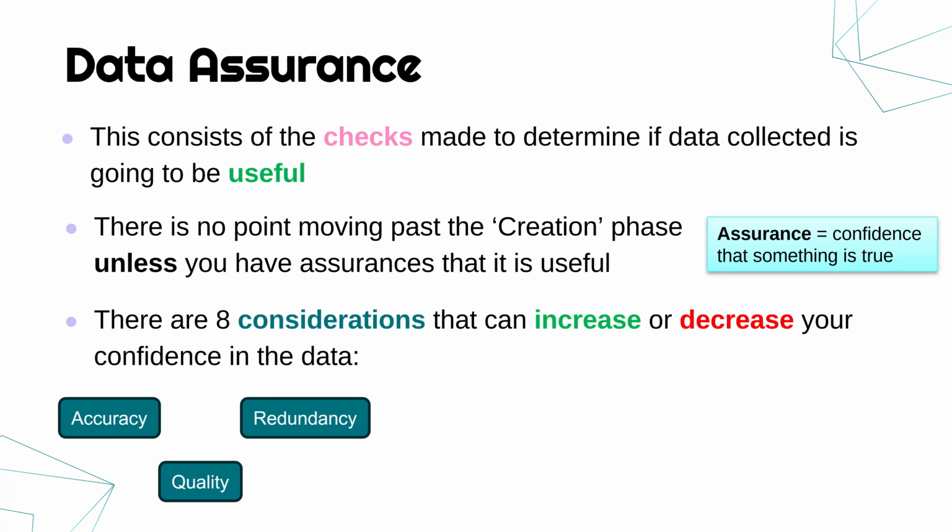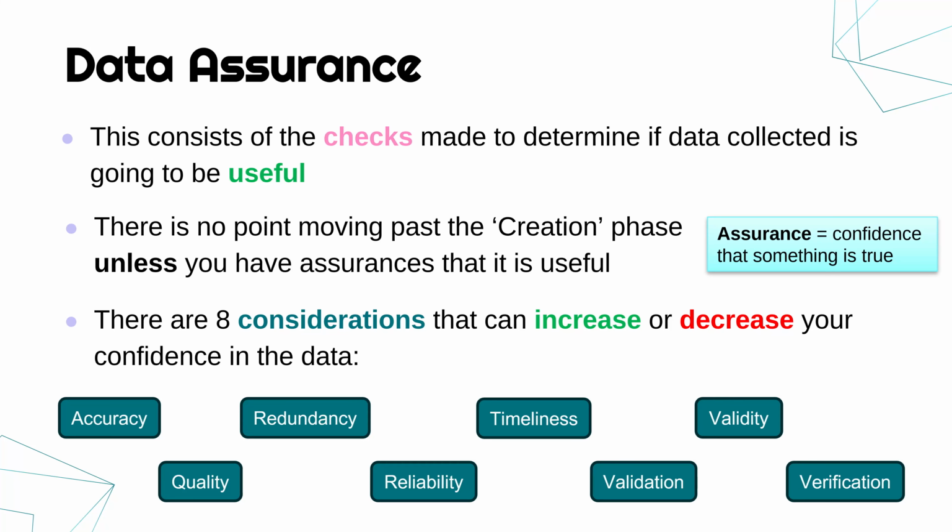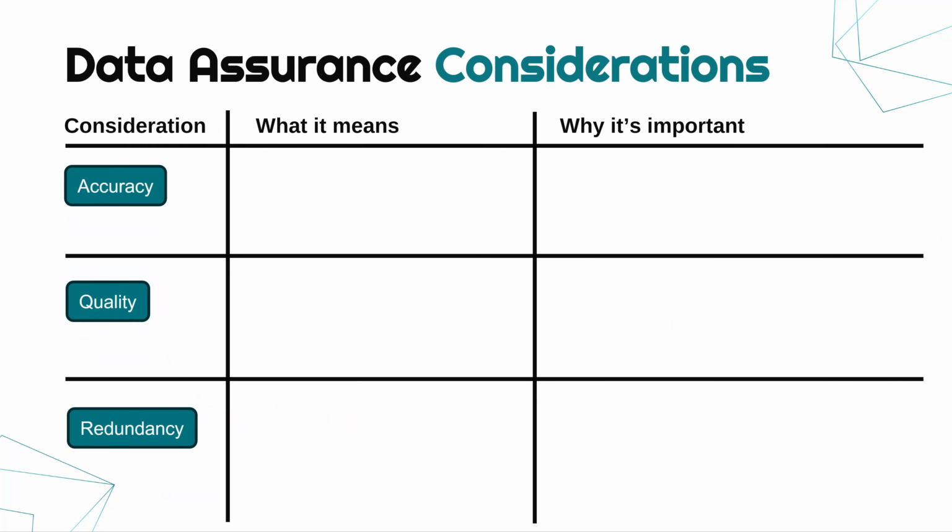And there are 8 on the course, which is a lot for you to learn. These are all different words, all mean different things, but collectively, the more of these you have in place, the more confident you are the data is going to be useful. So quite a lot to cover, unfortunately. We need to, first of all, define what each of these mean and say why each consideration is important.